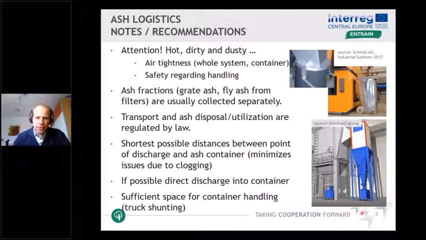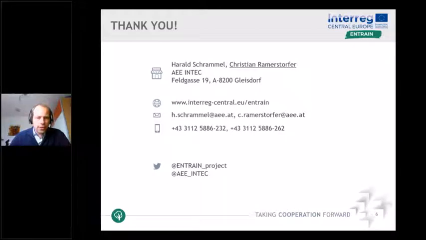Yes, and finally, please also consider sufficient space for container handling, and also for truck shunting if the bigger containers are used, because that is often something that is not really taken into account that much during the planning of a district heating plant, maybe. So thank you from my side for that, and questions are welcome.